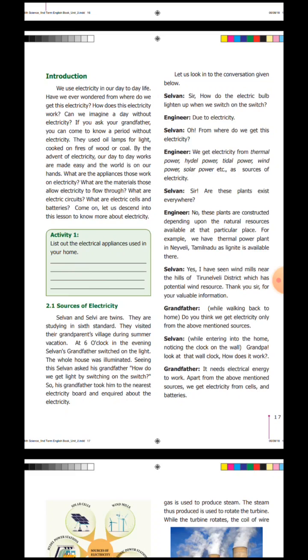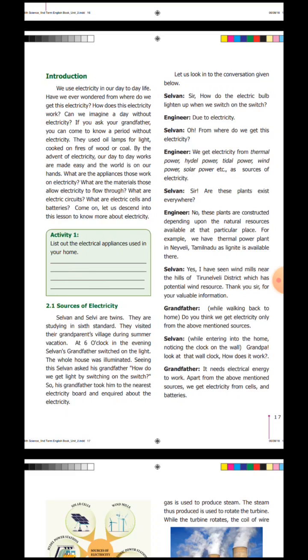Next, Selvam asks, where do we get electricity? Again the engineer answered, we get electricity from thermal power, hydel power, atomic power, tidal power, wind power, solar power. These are the sources of electricity. So what are the sources of electricity, children? Thermal power, hydel power, tidal power, wind power, solar power, etc. are the sources of electricity.